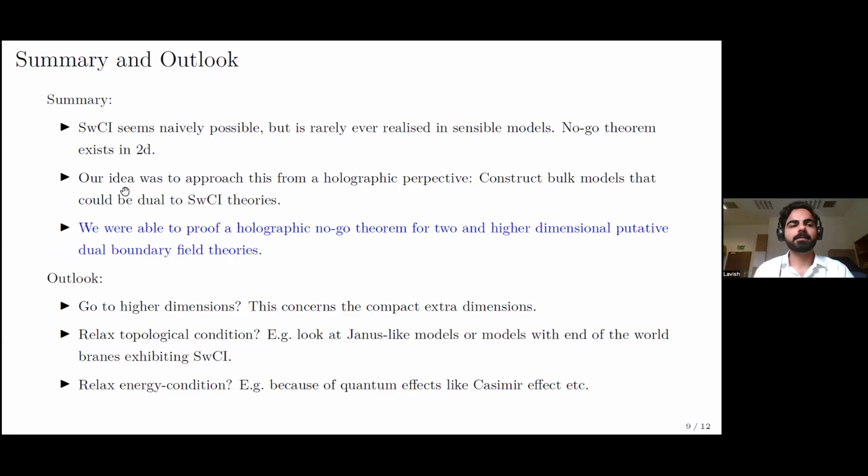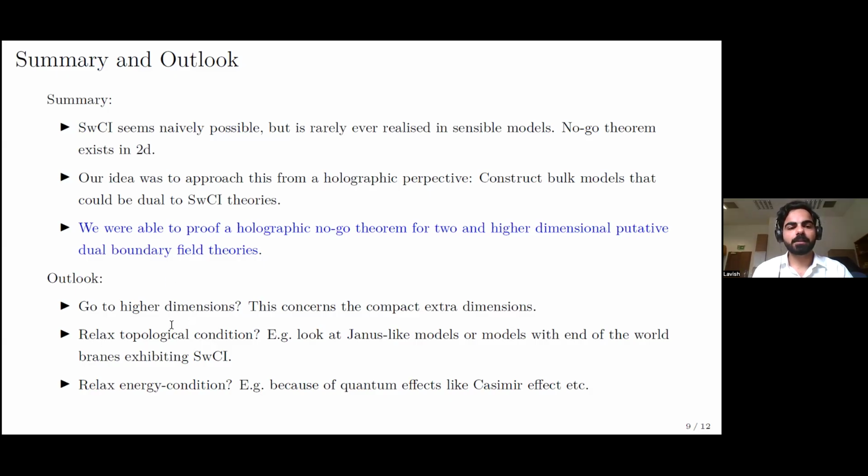So finally, to summarize, it seems like scale without conformal invariance is naively possible, but it's rarely ever realized in physically sensible models. And there is a famous no-go theorem in 2 dimensions. For our work, we approach this problem from a holographic perspective, and we try to build models which could represent the isometry group of scale without conformal invariance, which could possibly be dual to scale without conformal invariant quantum field theories. And in this work, we were able to prove a no-go theorem for 2 and higher dimensions of the boundary field theories.